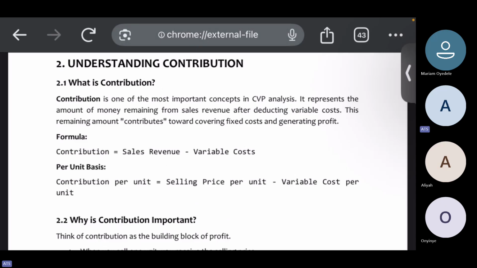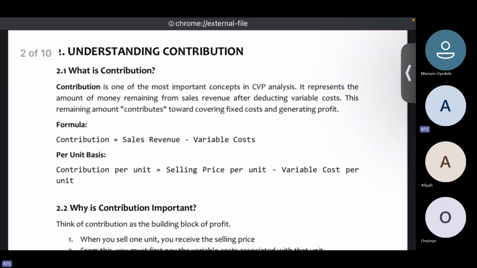It represents the amount of money remaining from sales revenue after deducting variable cost. This remaining amount contributes towards covering fixed costs and generating profits. So your contribution is what you use to make decisions. It is what you use to know whether your company is doing well or not. How much are my fixed costs in a year? So in a year, whether I sell or not, whether I produce or not, whether I offer services or not, I am going to spend this fixed amount, right? So how do I make sure that I contribute enough towards those fixed costs? That's what the concept of contribution deals with. Do you understand? Can we move further?